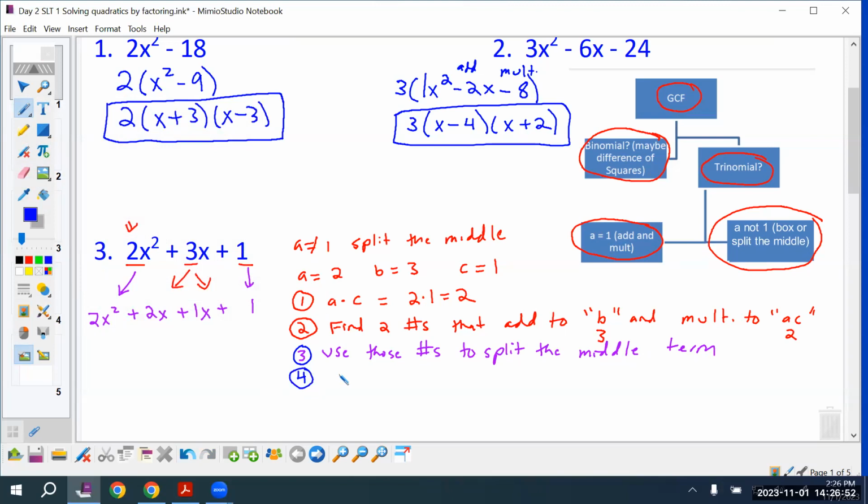And now in blue, step 4, I'm going to find the GCF of the first two and of the last two. Here's what I mean. I'm going to group them together. First two, last two. If I just look at the first two, the greatest common factor is 2x. So I'm going to take that out. I'm going to have 2x plus 1. And now the second two just has a greatest common factor of 1. So I'm going to take that out as a placeholder, and this becomes 2x plus 1. And now my final step is going to be to rewrite as two binomials.